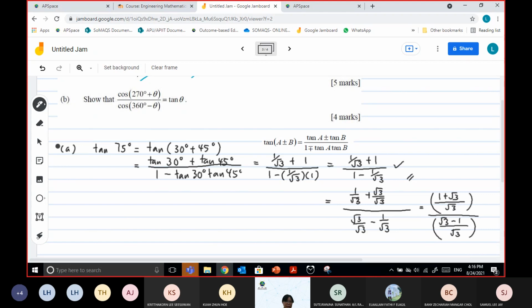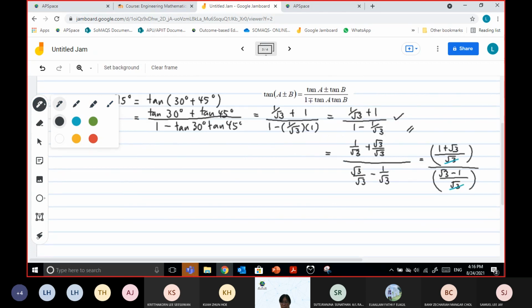Then I can cancel it. So my answer is actually (square root of 3 plus 1) over (square root of 3 minus 1). Okay?